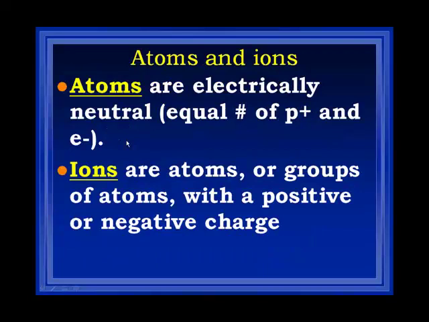Just a little review here. Atoms are electrically neutral because they have equal numbers of protons and electrons that cancel each other out perfectly. Ions are atoms or groups of atoms with a positive or negative charge. So like Cl minus. Or a group of atoms would be like OH minus, so 2 atoms making a negative charge. Or you can have them with a positive charge, like this. Okay, so those are your ions. They have a plus or a minus at top, sometimes with a number, like Mg2+.